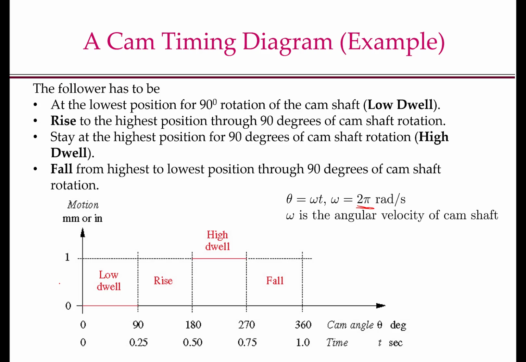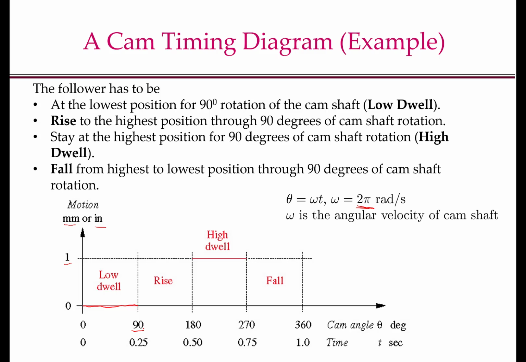The y-axis is the displacement or motion of the follower. If the displacement is linear, the units will be millimeters or inches, and here I am showing the displacement as 1 millimeter or 1 inch. Now the x-axis or the motion of the camshaft is divided into 4 phases corresponding to the low dwell, the rise, the high dwell, and the fall. During the low dwell, the displacement is 0 as shown here. And in this example, the low dwell occurs over 90 degrees of camshaft rotation.